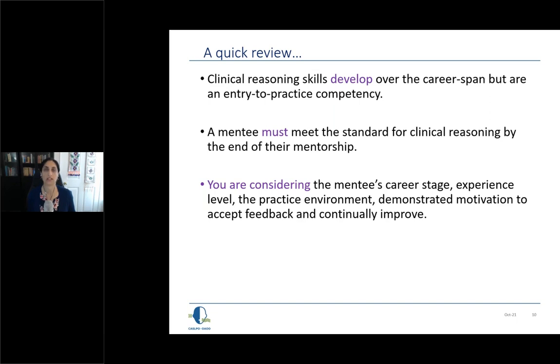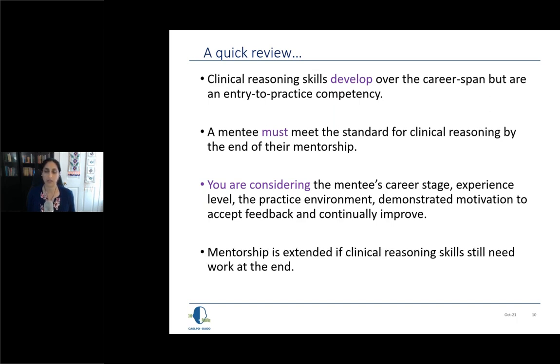You're also looking at the practice environment that the mentee is working in. And you're also looking at the mentee's demonstrated motivation to accept feedback and continually improve their clinical reasoning. So over the course of the 6-month mentorship, has the mentee shown that they understand the importance of this practice standard for clinical reasoning, and that it is an area that they can continually reflect on and continue to improve in. Mentorships are extended if clinical reasoning skills still need work at the end.